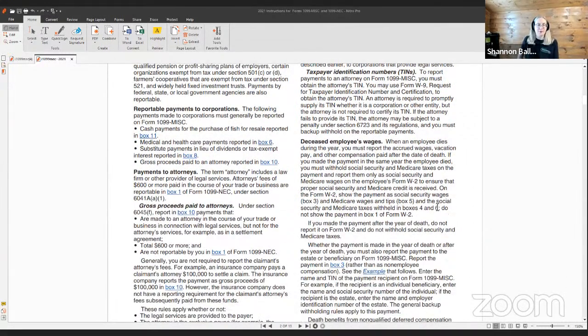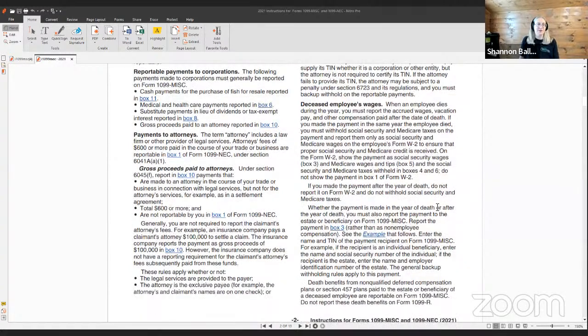Reportable payments to corporations. The following payments made to corporations must generally be reported on Form 1099 miscellaneous. Cash payments for the purchase of fish for resale are reported in box 11. Medical and healthcare payments are reported in box 6. Substitute payments in lieu of dividends or tax-exempt interest are reported in box 8. Gross proceeds paid to an attorney are reported in box 10.